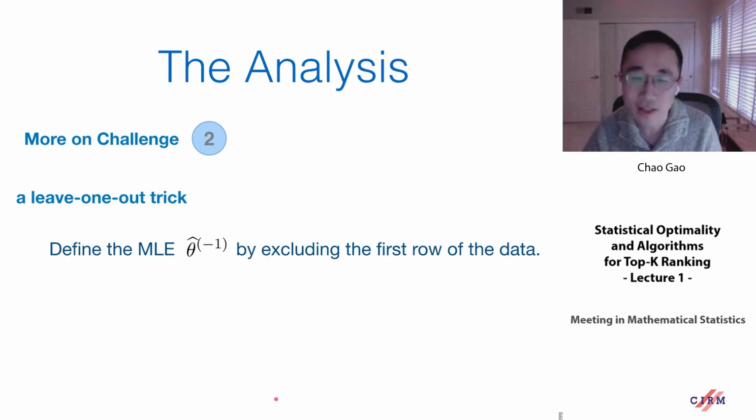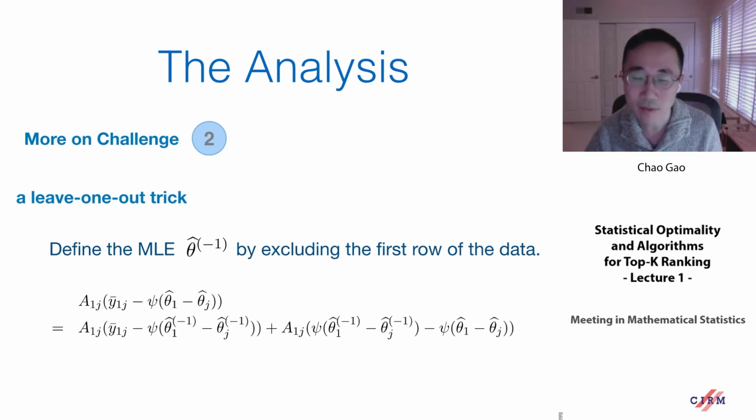So the idea is we are going to define a perturbation of the likelihood of the maximum likelihood estimator by leaving the first row out, right? Remember, our data can be organized into a matrix. We just remove the first row. This is the games played by the first player, right? We just remove all the games that involve player 1. And this gives us a leave-one-out version of the maximum likelihood estimator. And then we expand this product as a telescoping expansion.